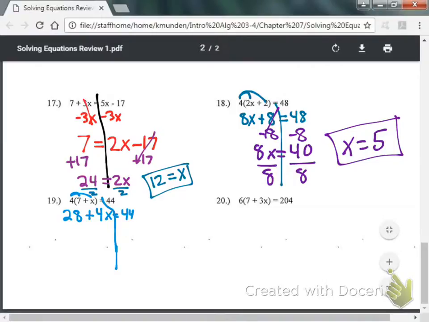Alright, the 4 and the x are being multiplied, so we don't want to mess with that yet. Let's mess with the 28. So we're going to subtract 28 from both sides. So 4x equals... What do we get back there? 16. Good. And then divide. What's x equal?